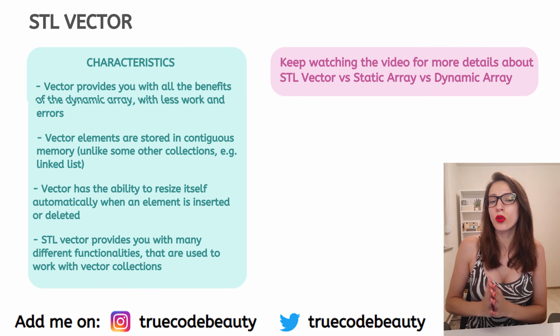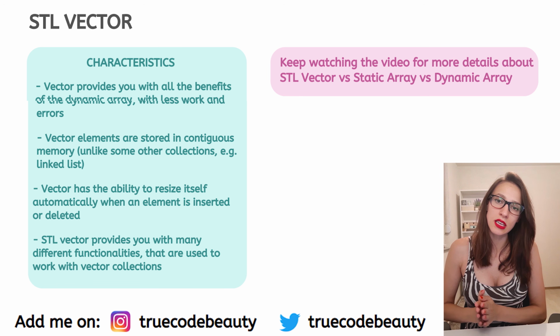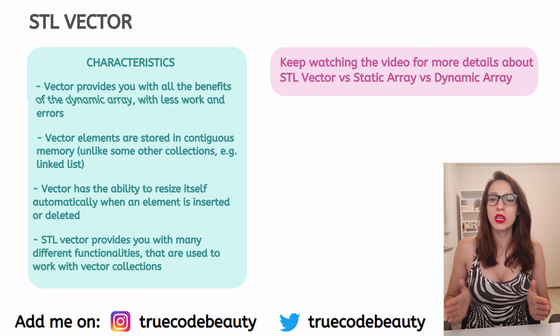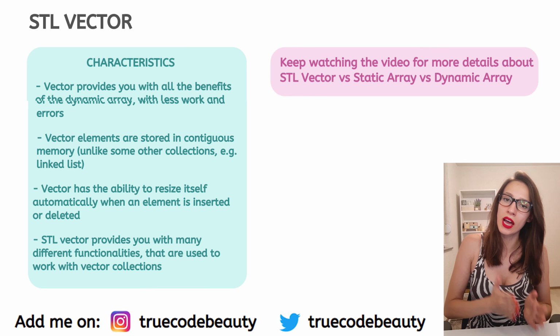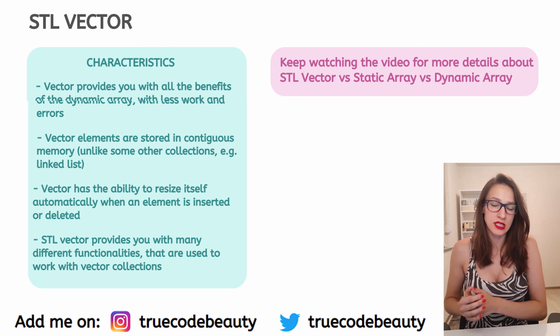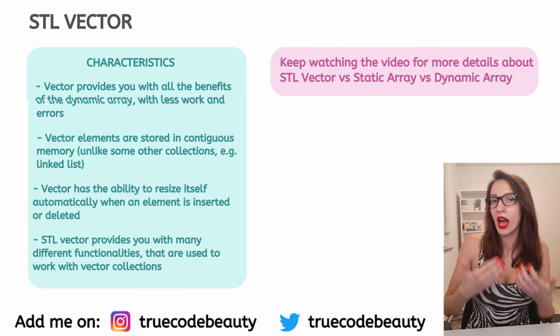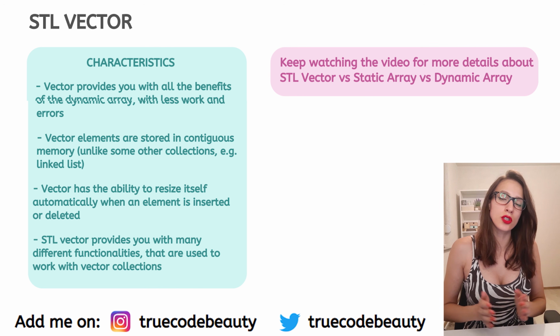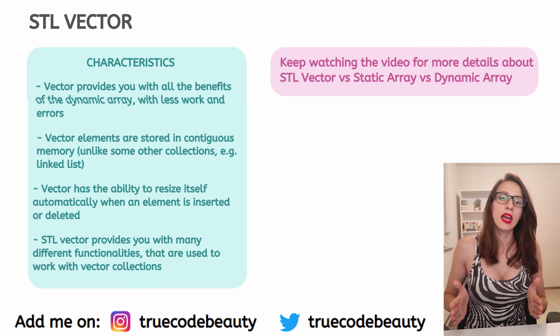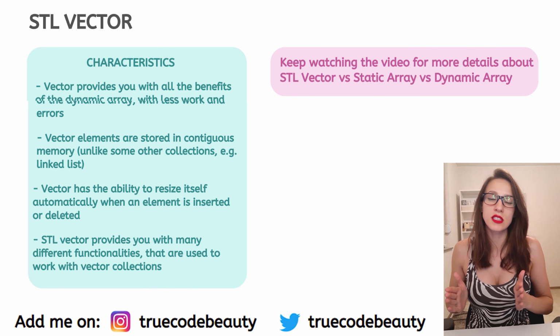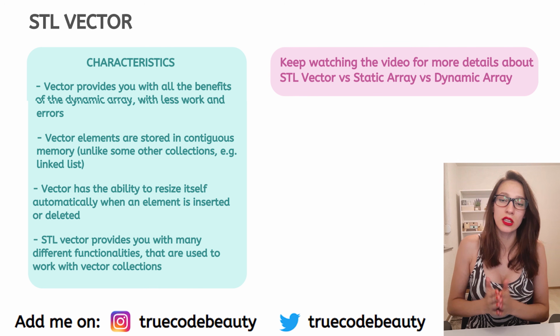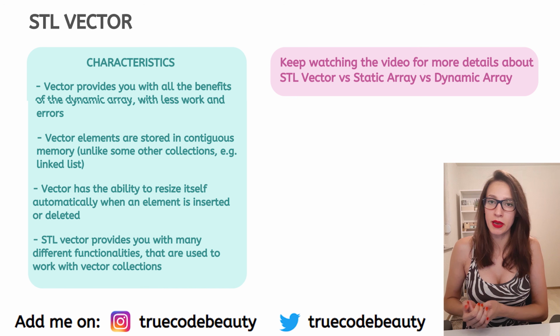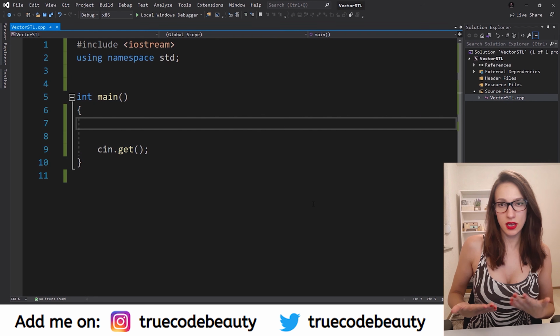And then it is also dynamic because it has the ability to resize itself when you are adding new elements or removing existing elements. So when you add new elements into your vector, it is going to increase in size. And then when you remove existing elements, it will decrease in size so that it doesn't take unnecessary space in memory. So how do you create a vector?